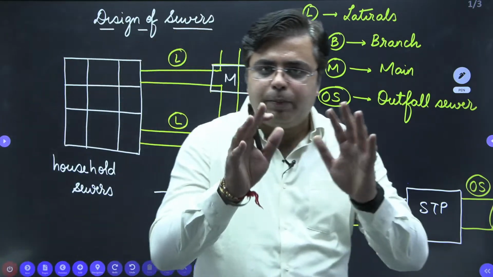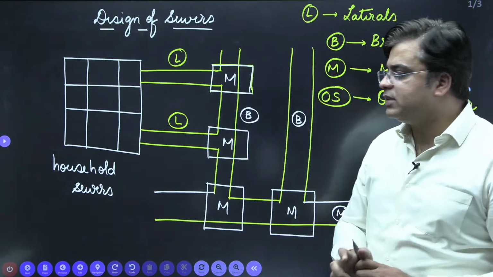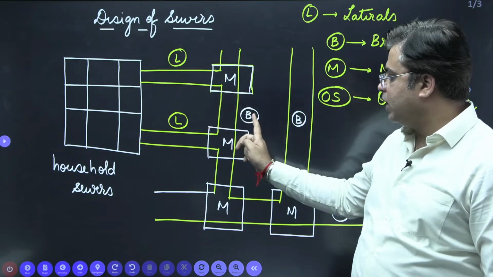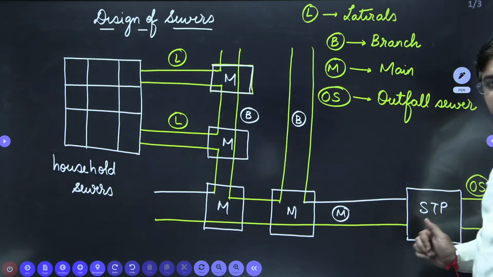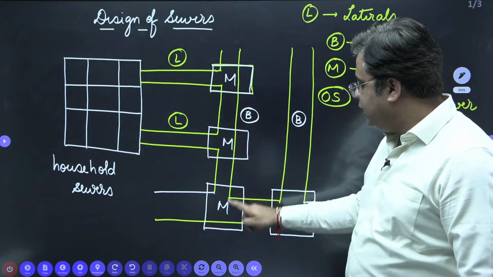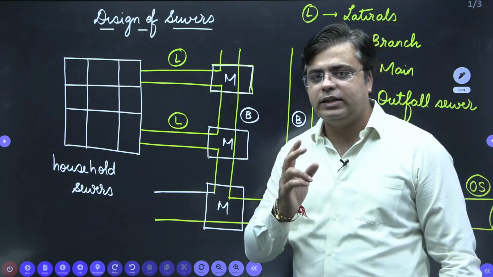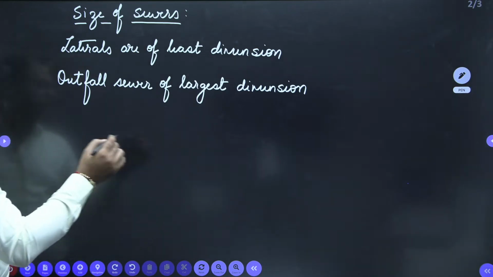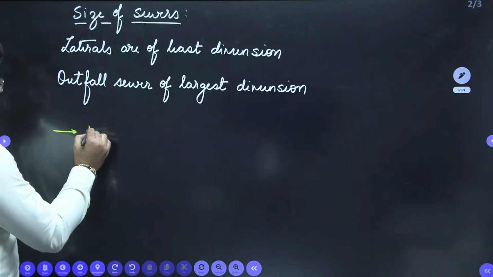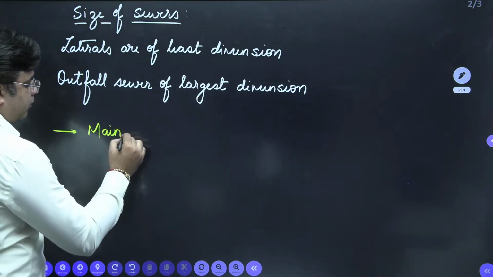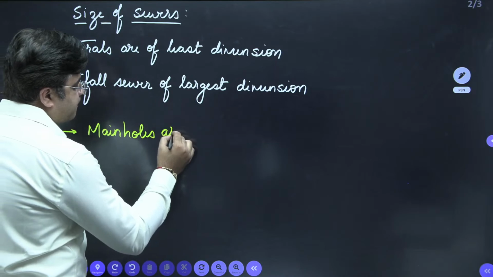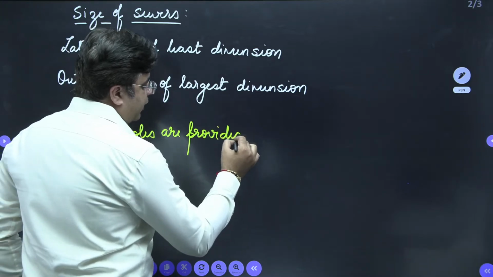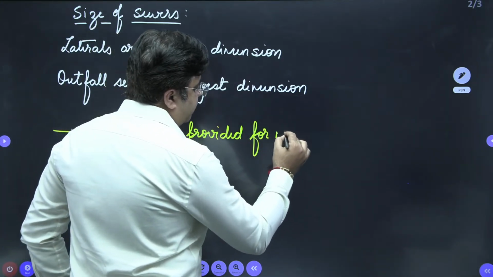Now, if you look into the bigger picture of the sewerage system, your sewerage system comprises sewers which are of 4 types. First one is laterals, branches, mains and outfall sewer. Second one is your manholes. These manholes are provided for maintenance work. If any clogging happens, then these manholes will be used to clear the clogging, right? So manholes are provided for maintenance work.